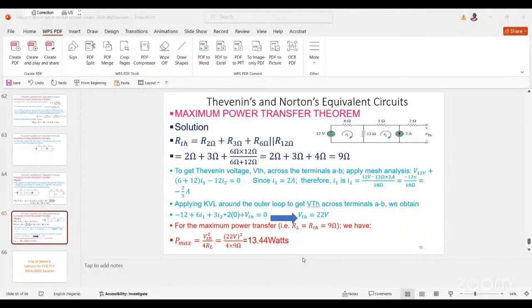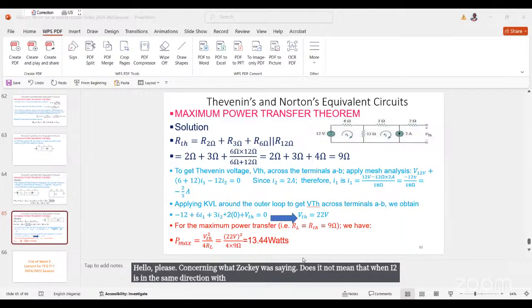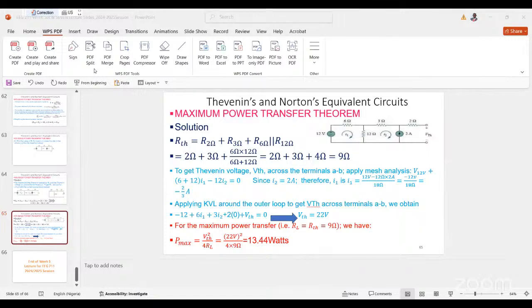Hello, please. Concerning what Doctor was saying, does it now mean that when I2 is in the same direction with the 2 amps, it will take positive, or be negative? I didn't get that part.